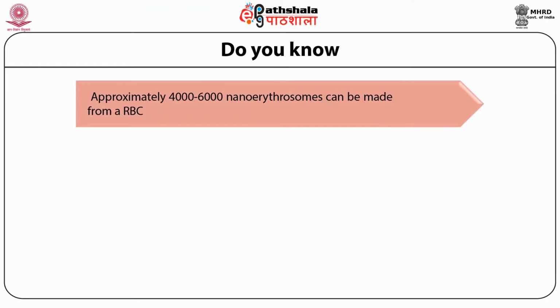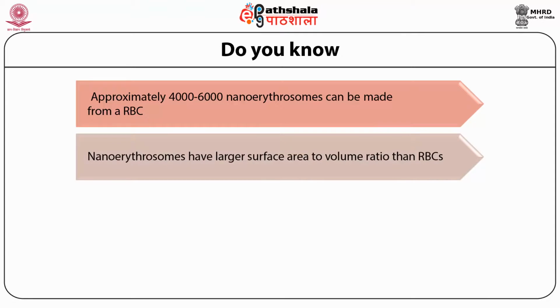Approximately 4,000 to 6,000 nanoerythrosomes can be made from a single RBC. You see, one RBC can yield you around 4,000 to 6,000 nanovesicles, which is cost effective too because the loss of RBC is much less as compared to using RBC as drug carriers. The nanoerythrosomes have larger surface area to volume ratio than red cells themselves because they are smaller in size, having a diameter of 100 nanometer or lesser.